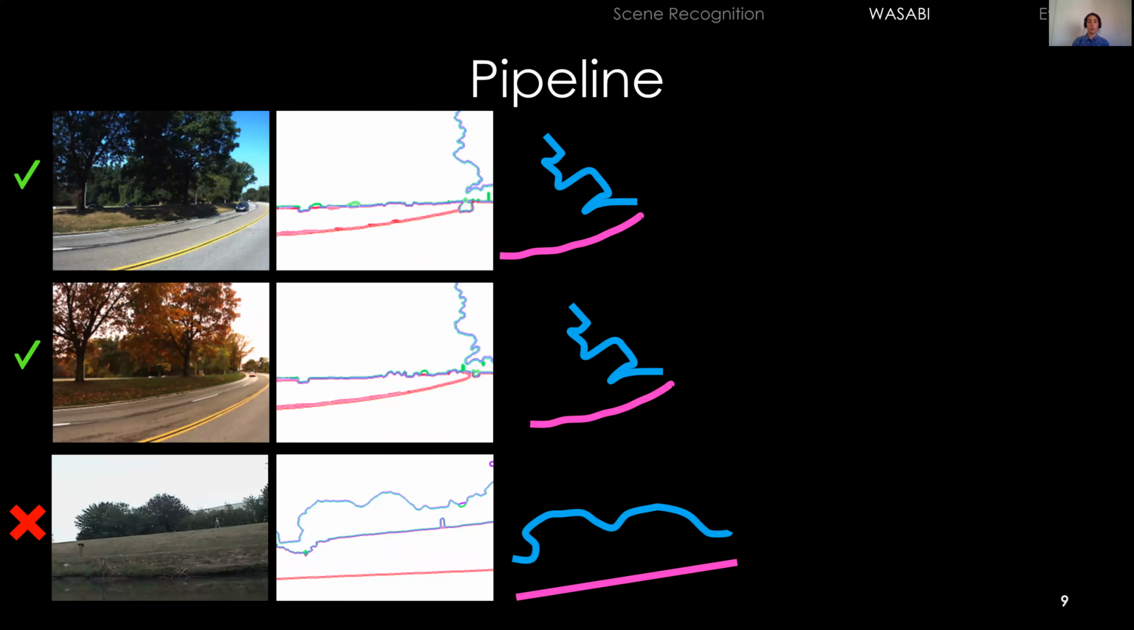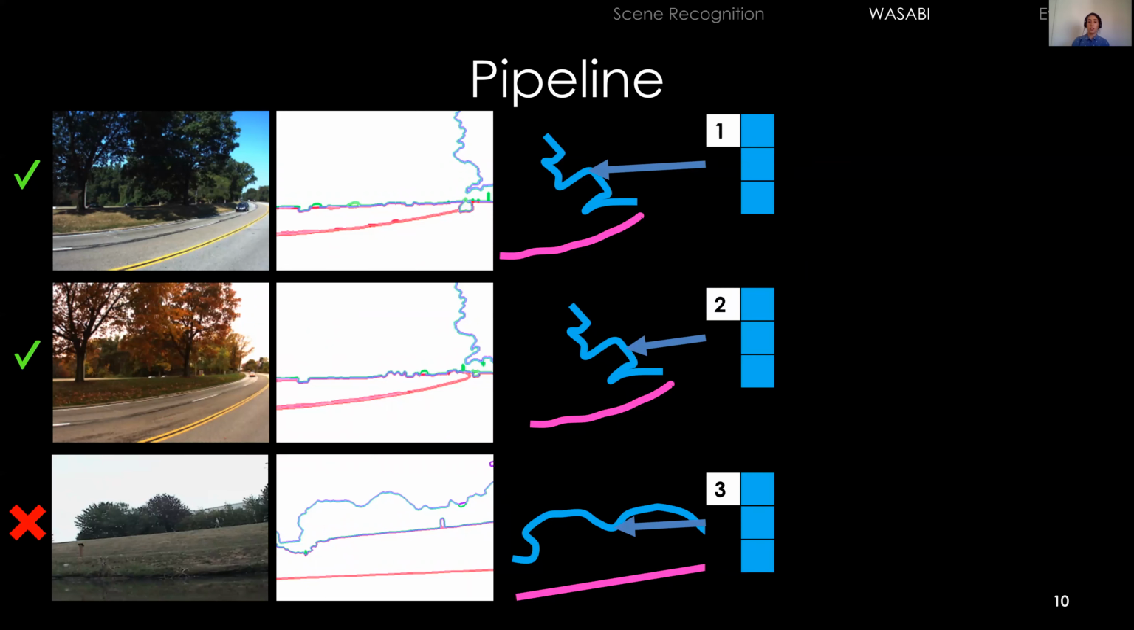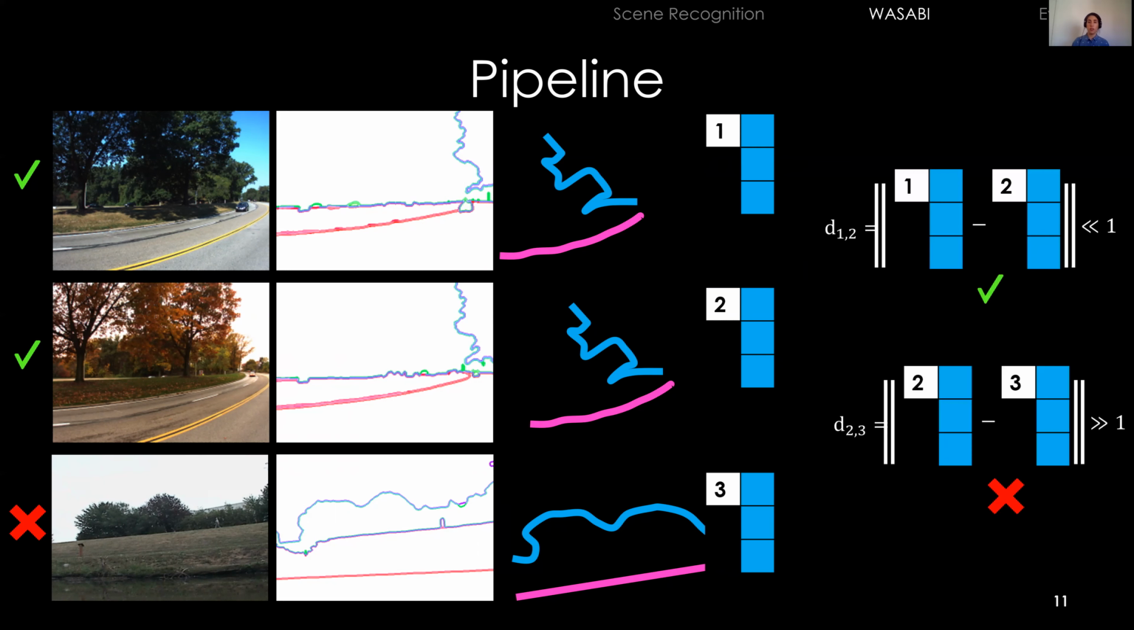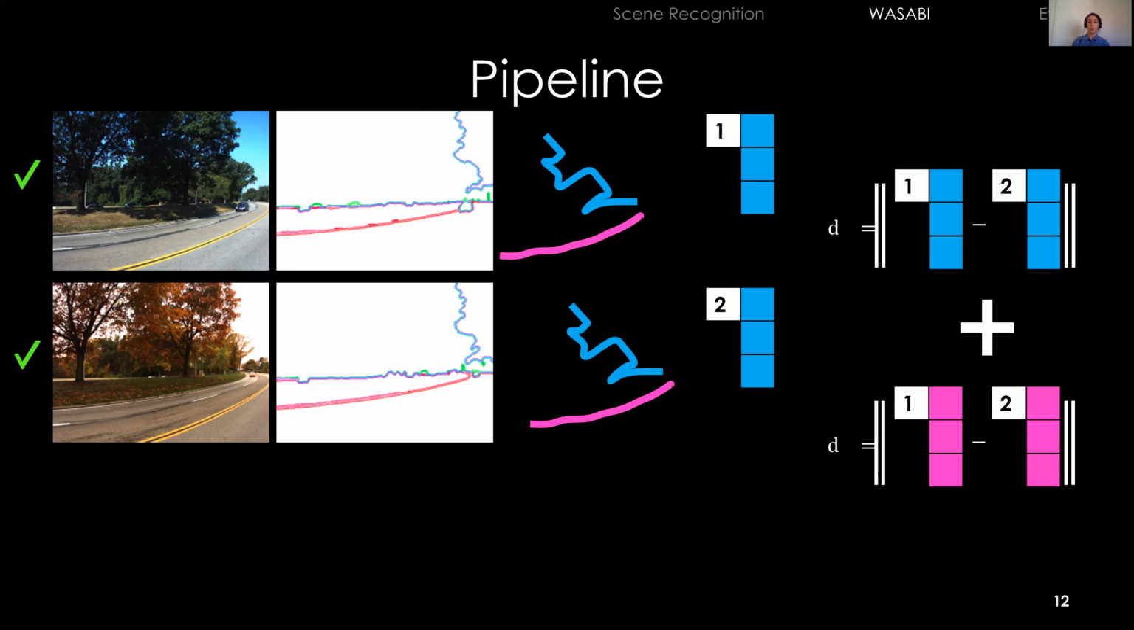WASABI operates on semantic edges. Two images match if their semantic edges are similar. To assess edge similarity, I compute a canonical representation for each edge. Then, I compute the distance between semantic edges with the same label, and the distance between images is the sum of the distances between matching edges.